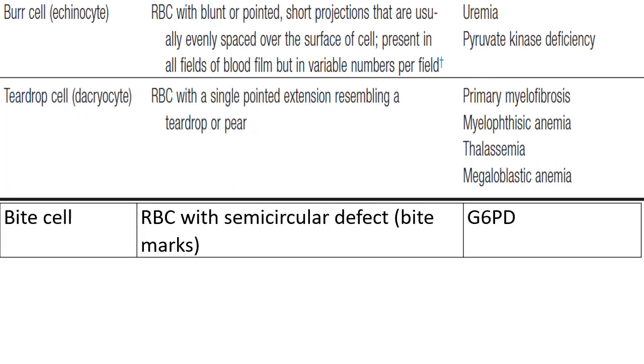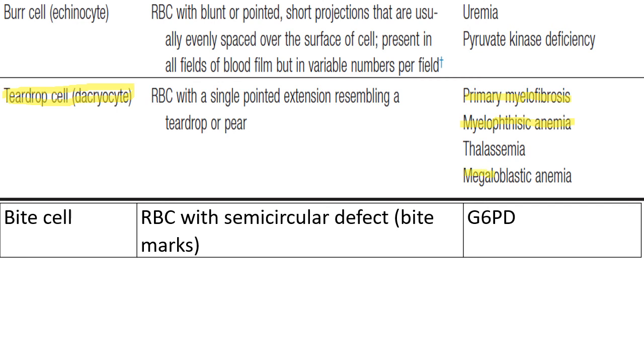And next, teardrop cell or dacrocyte. Itong mga type of abnormality is commonly seen in abnormalities in the bone marrow. So, tingnan natin yung kanilang mga associated disorders. Primary myelofibrosis is actually a proliferation of fibroblasts inside the bone marrow. Kaya tinawag na myelofibrosis. Myelodysplastic anemia is an anemia caused by a tumor found in bone marrow.